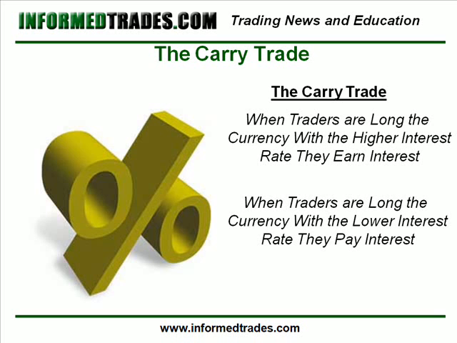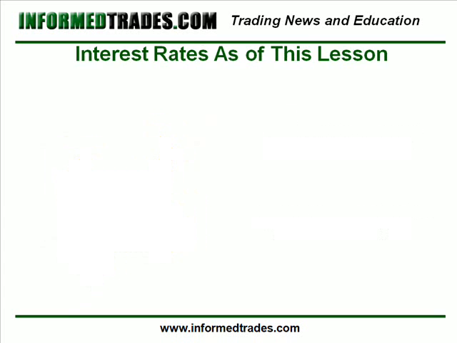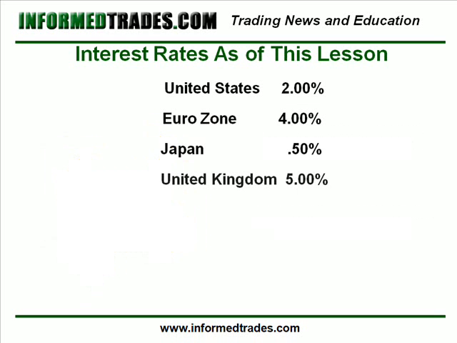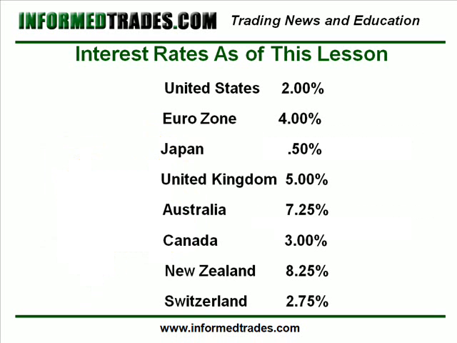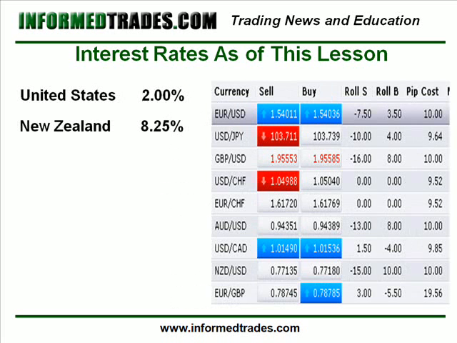To help demonstrate this, let's look at the interest rates as set by the central banks for the main currencies which we are interested in. As you can see here, and as we went over in our last lesson, rates as set by the Federal Reserve in the United States are currently at 2%, and rates as set by the Bank of New Zealand are currently at 8.25%.